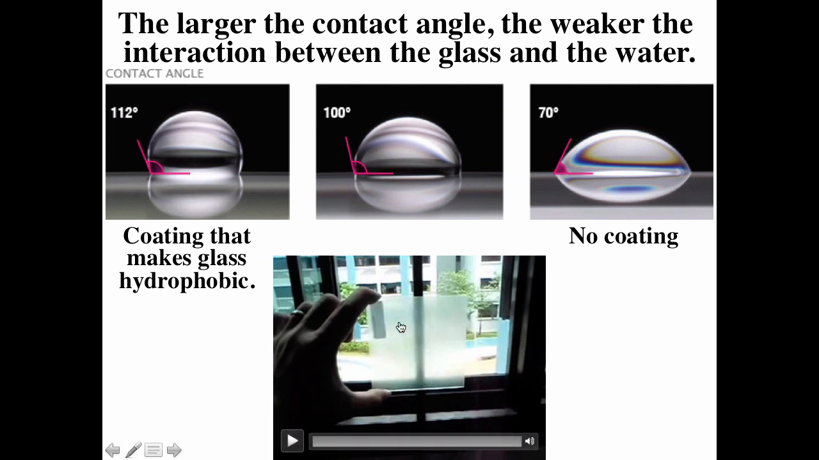Now what we'll see in this video is that we have a piece of glass. One side of the glass will have a hydrophobic surface, and so you'll get these droplets. The other side of the glass is going to be untreated, and so you'll see that the water spreads out on the surface.